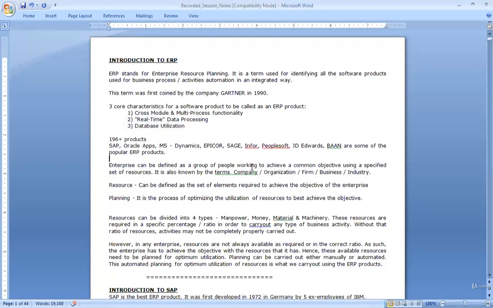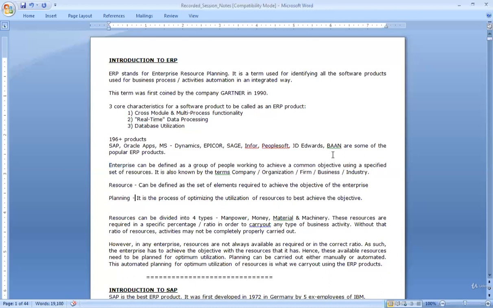Now, to understand better what ERP is actually used for, enterprise can be defined as a group of people working to achieve a common objective using a specified set of resources, and these activities are carried out on a repetitive nature. That is, once the activity is completed, once the objective is achieved, the activity is not stopped. It is again reset to achieve the objective over and over again. So that type of repetitive achieving of the objective by a group of people using a specified set of resources is what can be called as an enterprise.